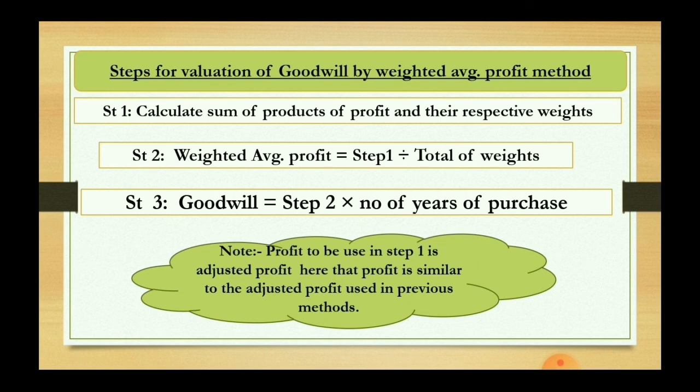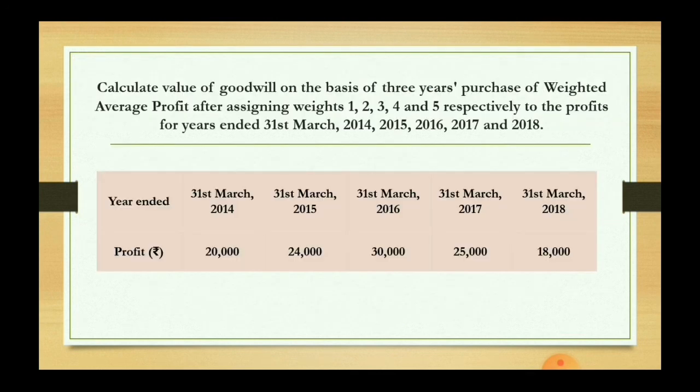Now for better understanding, I am doing one example. In that problem, they are asking us to calculate goodwill on the basis of 3 years' purchase. Please highlight that: 3 years' purchase of weighted average profit after assigning the weights of 1, 2, 3, 4 and 5 respectively to the profits for the years ended 31st March 14, 15, 16, 17 and 18. Now the details of profits are given to us.